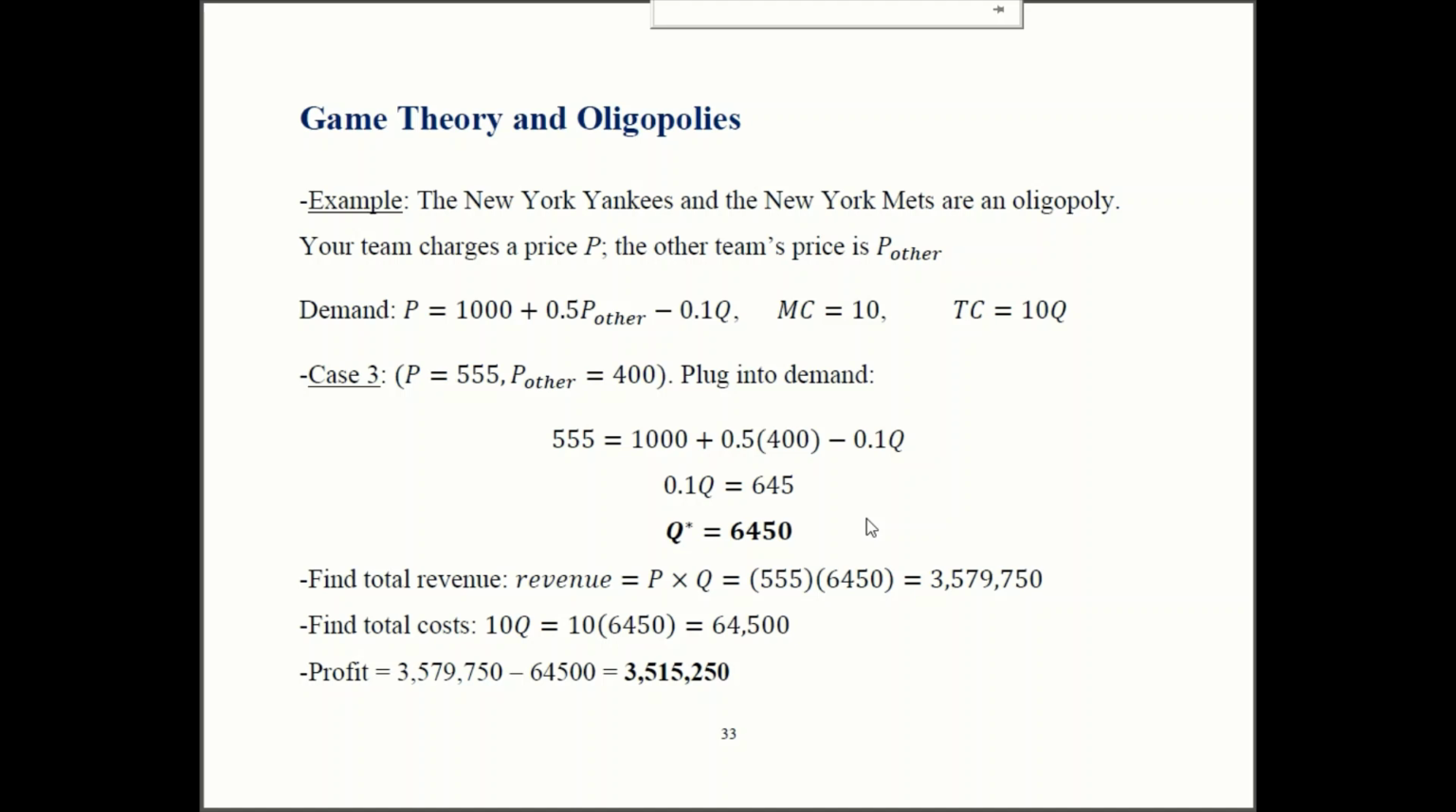All right, let's find total revenue. That's going to be price times quantity. Our price is 555. Quantity is 6450. That's going to come out to around 3.6 million.